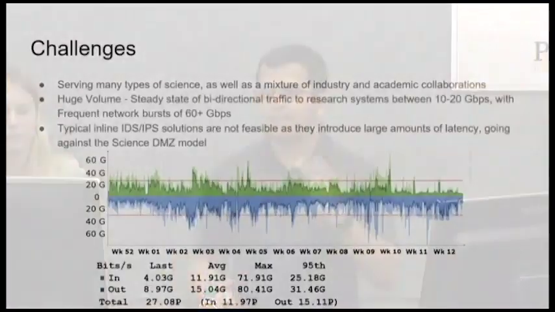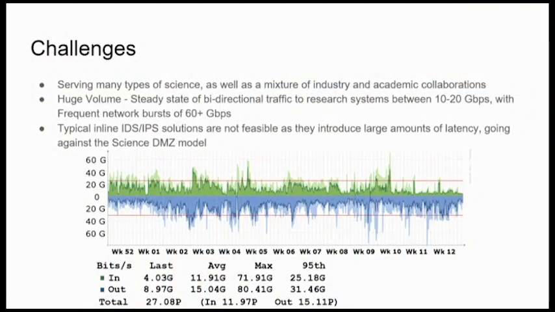So we definitely sustain 10 to 30 gigs of data at any given point, usually in the 10 to 20 Gbps range. And we frequently get bursts of 60 plus Gbps. And this is why typical inline IDS or IPS solutions are not feasible, because A, they cannot handle that large amount of traffic, especially when there's a burst of traffic through the links, and B, it introduces a significant amount of latency as the traffic gets analyzed.